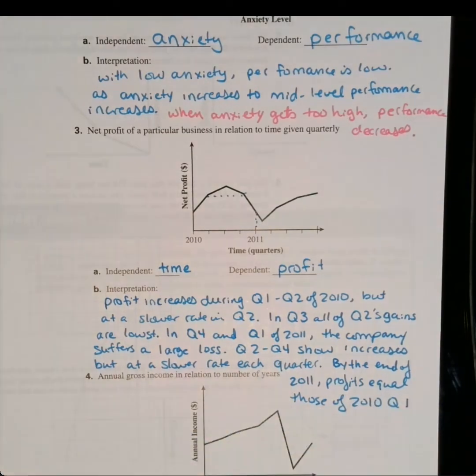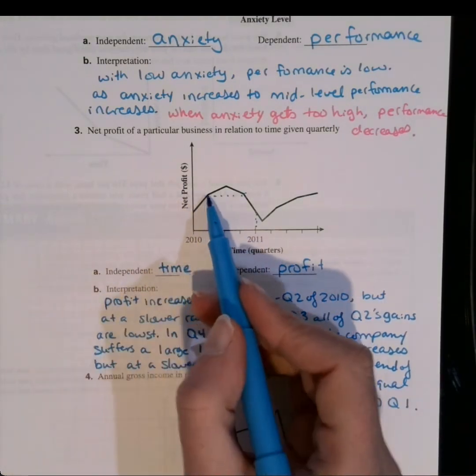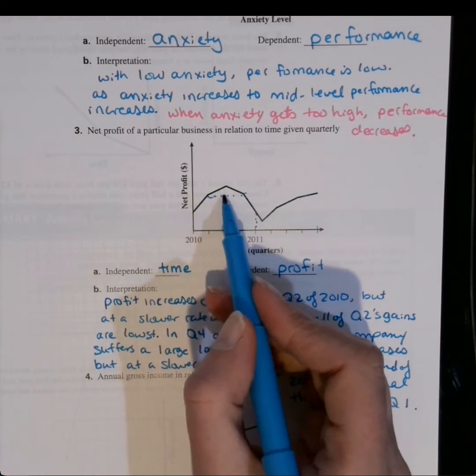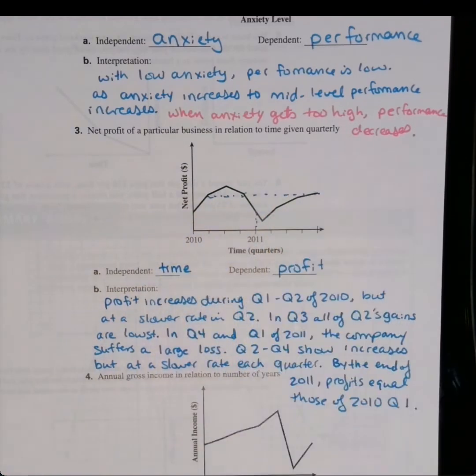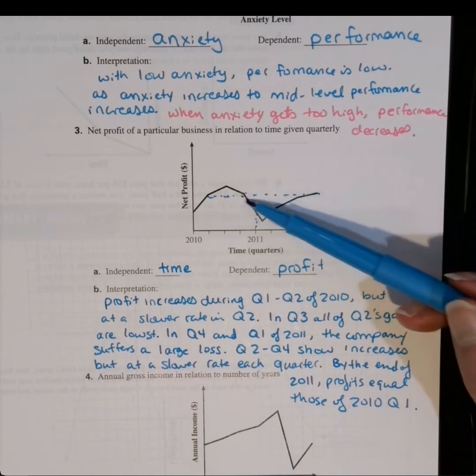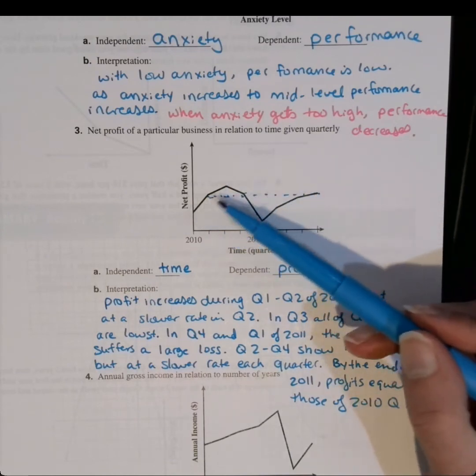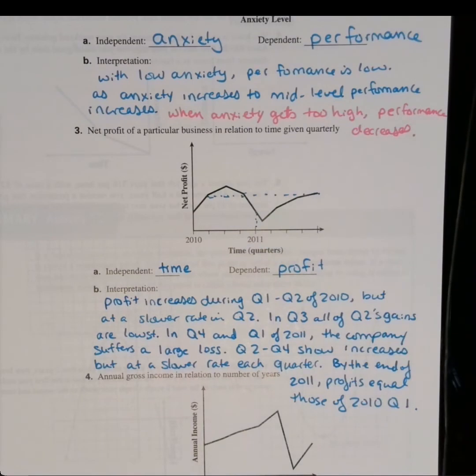Okay, so by the end of 2011, profits equal those of 2010's quarter 1. About the same. It looks like if I estimate, that's about the same all the way out there. Okay, so there's a ton of information in this, thinking about not only increasing, maximum, decreasing, increasing, but the rate at which we increase, the steepness of those segments. Tons of information just from that picture. You can say much more in that picture than you can in all these words.